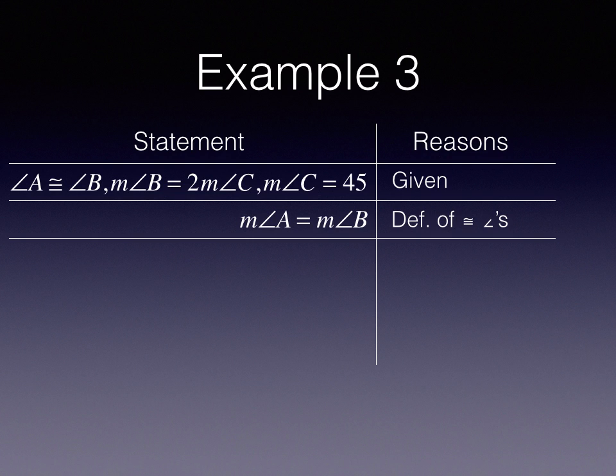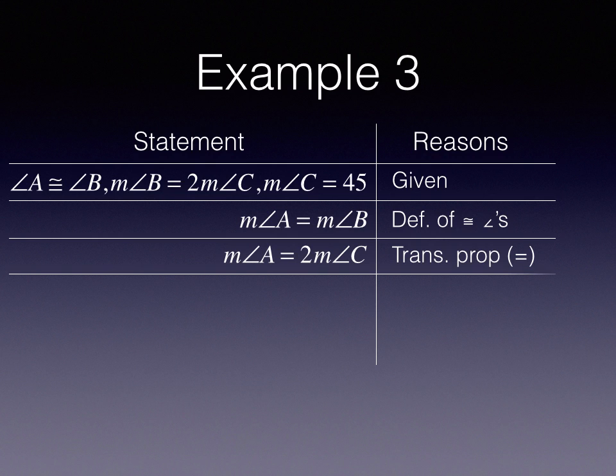And the next thing in my given says measure of angle B is equal to 2 measure of angle C. Well, if measure of angle A equals measure of angle B, I'm allowed to take measure of angle B out and put measure of angle A in. All right? Now, technically, this is the substitution property, but some people would make the argument that it is the transitive property as well. There are times when either one is an acceptable reason, but if you're not sure, just say substitution. It's fine. I'd be happy if I saw substitution there. There's absolutely nothing wrong with it.